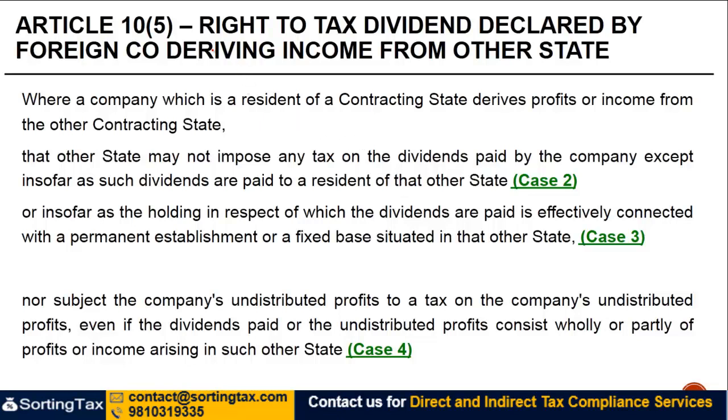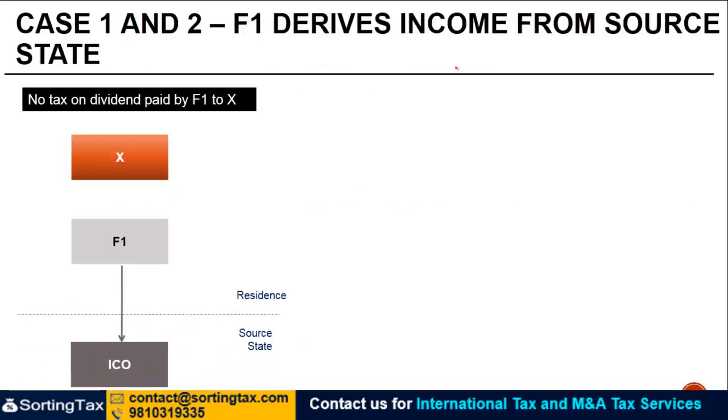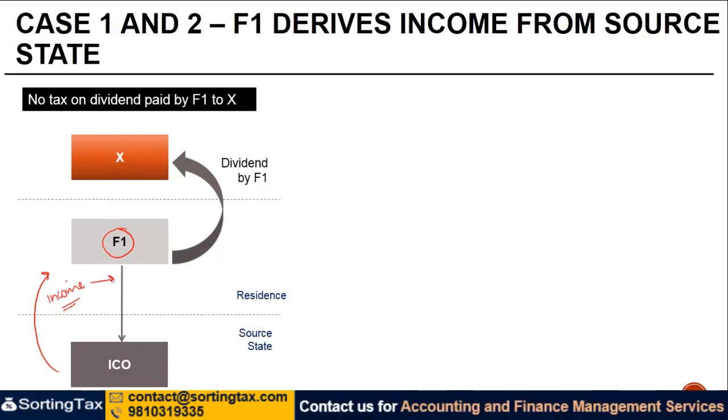Article 10, paragraph 5. Right to tax dividend declared by a foreign company deriving income from other state. Now, before I actually get into the provisions here, let me just show you a diagram. This is going to make things clearer. Let's say, for example, there's a foreign company. It derives income from India. Out of this income which it gets from India, it declares dividend.